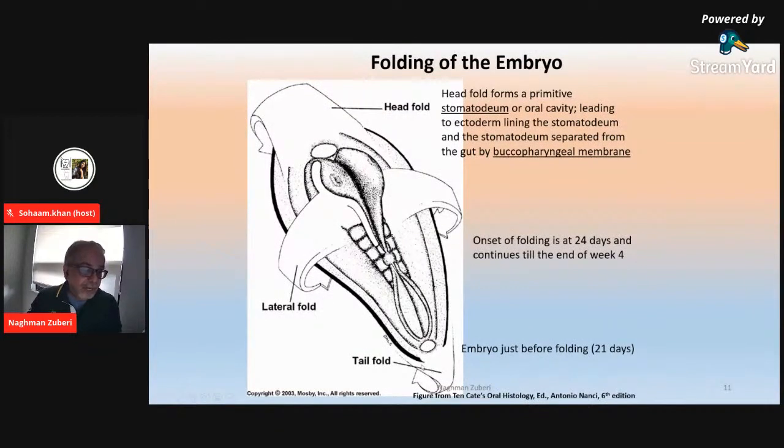This is how the folding occurs: the head folding, the tail folding, and the lateral folding, which is bilateral. The head fold forms a primitive stomodium, which is your future oral cavity, lined by ectoderm, and the stomodium is separated from the gut by the buccopharyngeal membrane. The folding starts at the 24th day and continues till the end of the 4th week.